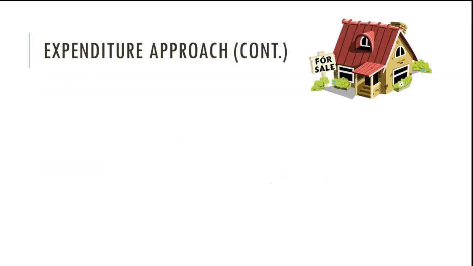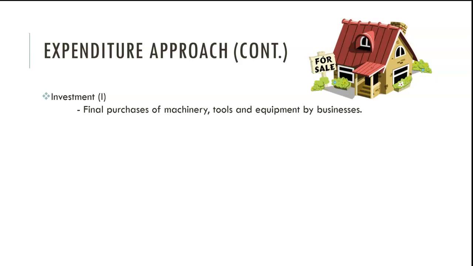The next component of GDP in the expenditure approach is investment, or I. Investment here is not talking about financial investment. Here we're looking at final purchases of machinery, tools, and equipment that businesses are going to use in the production process. Any type of new building construction, new homes, like new family homes, individual homes, apartments, any kind of new construction is included in investment.